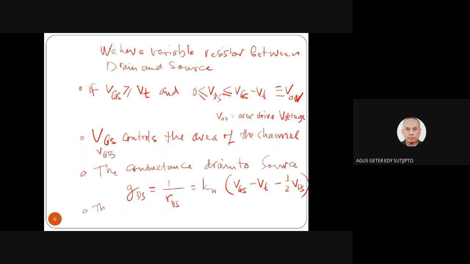And then we can have the current, drain to source. We have ID equal to Kn, where Kn is a constant, times VGS minus VT minus half of VDS, multiplied by VDS. So this is ID. Of course, this is the same as ID equals VDS over RDS. So this is the ID.